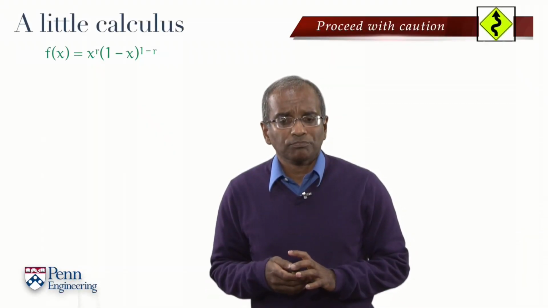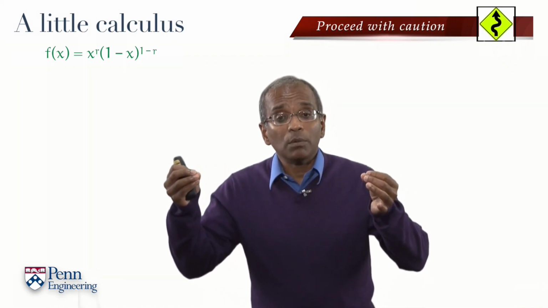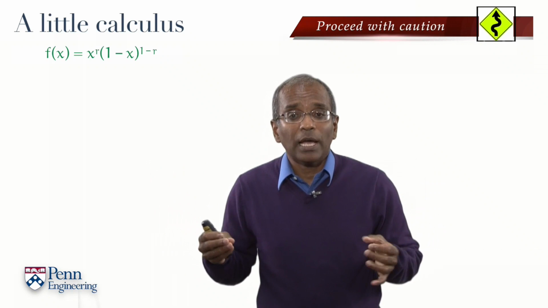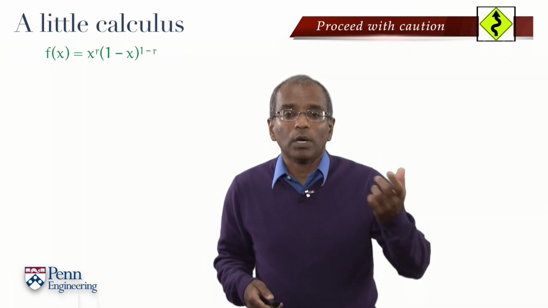So, just a little bit of calculus. We are trying to maximize, for a given value of r between 0 and 1, the function f of x given by x to the power r times (1 minus x) to the power 1 minus r.